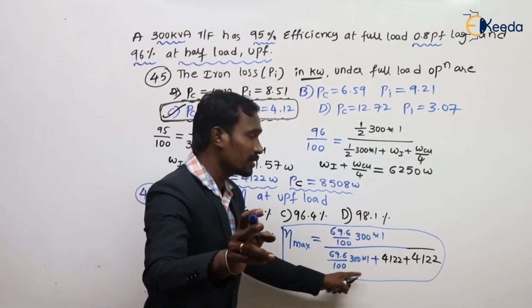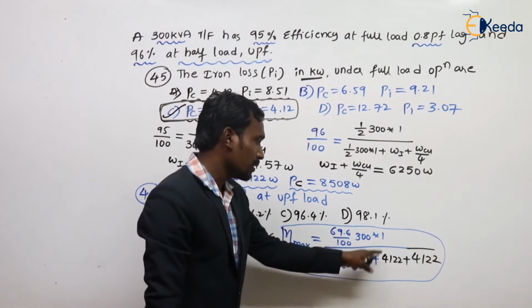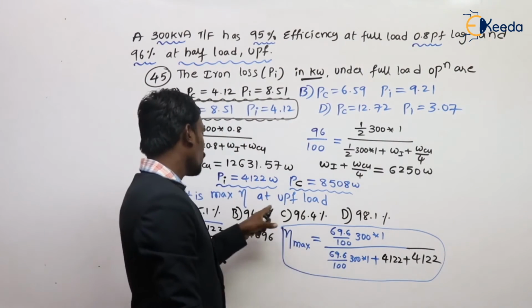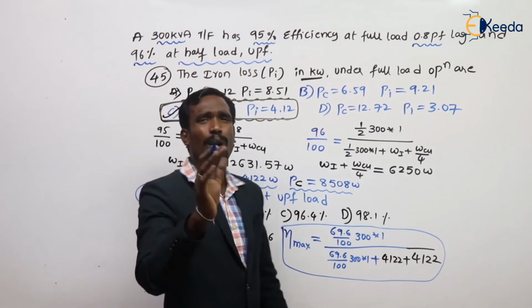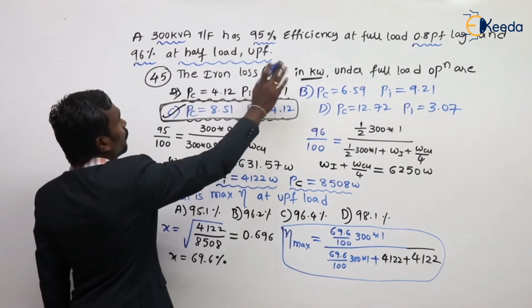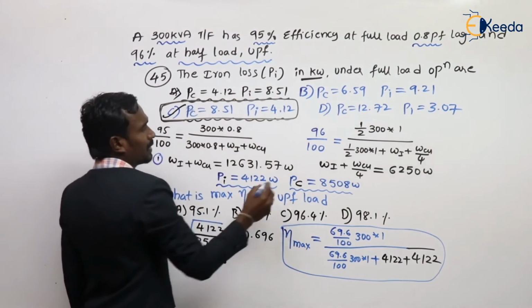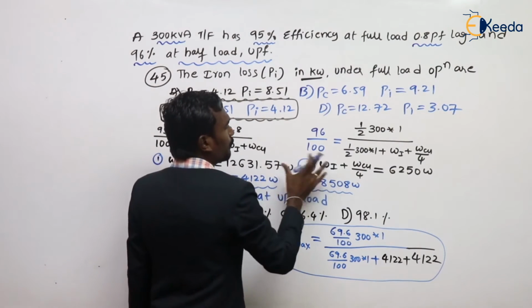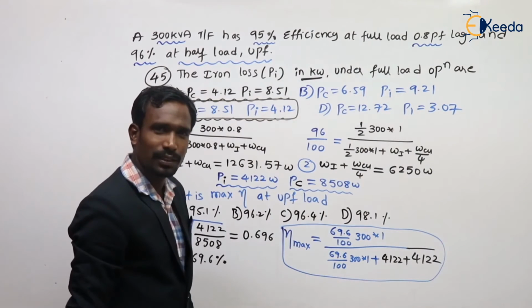You have to do this answer, I won't tell you, okay? So solve them and find which of the following is the correct answer. This is the procedure, how we have to do the problem. First of all, they gave at full load and off load. So at full load one equation is there, and at off load one equation is there. If you solve these two equations, you can get iron losses and copper losses.